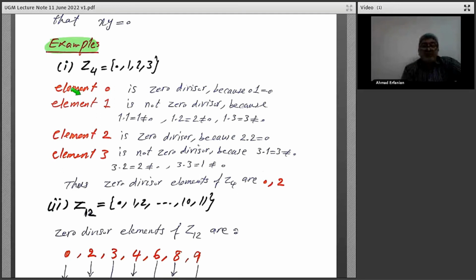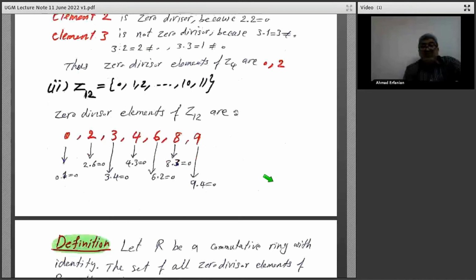1 times 1 is 1, which is not 0. 1 times 2 is 2, not 0. 1 times 3 is 3, which is not 0. Zero divisor means that we have to find at least one non-zero element with multiplication 0. Element 2 is a zero divisor, because 2 times 2 is 0. 3 is not a zero divisor, right? So the only zero divisors of Z4 are 0 and 2.